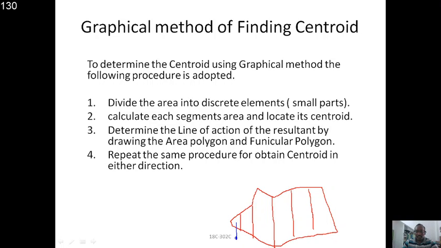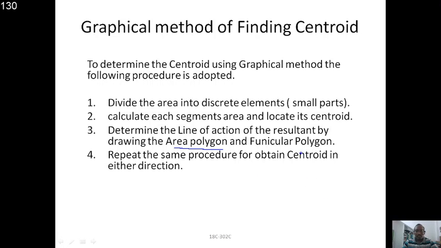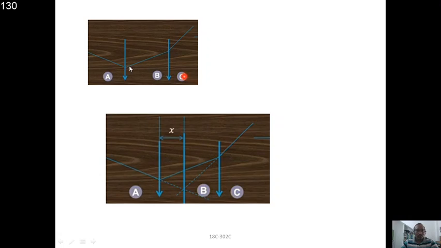So this area is A1. Let us mark this as A1. This is A2. This is A3, A4, like that similarly. Now what you have to do is just take some scale. Those areas, take some scale to develop the area polygon and funicular polygon. Those will be like this.